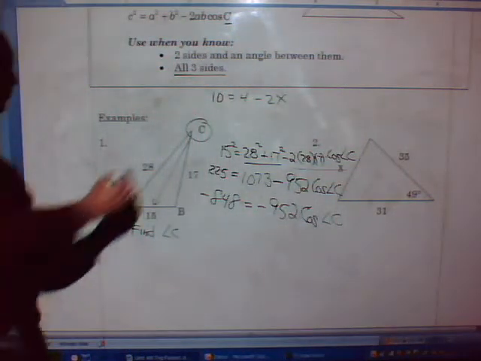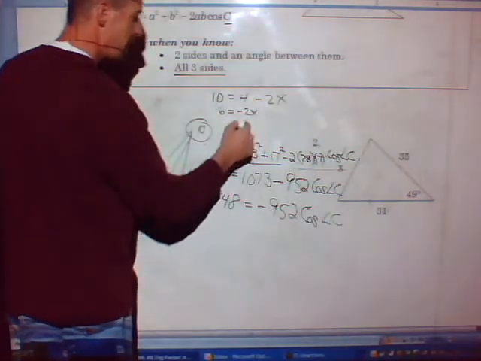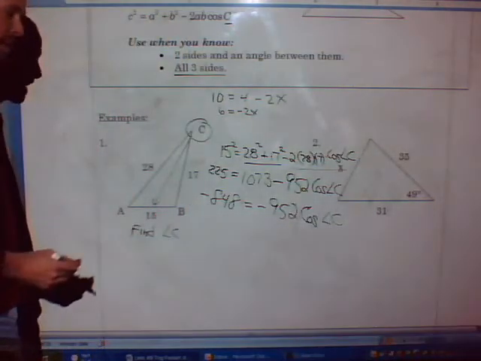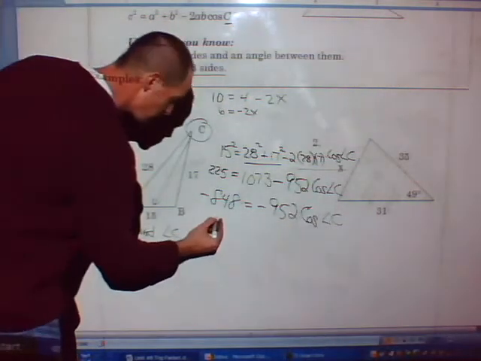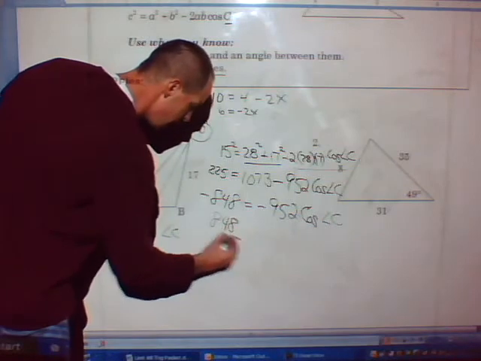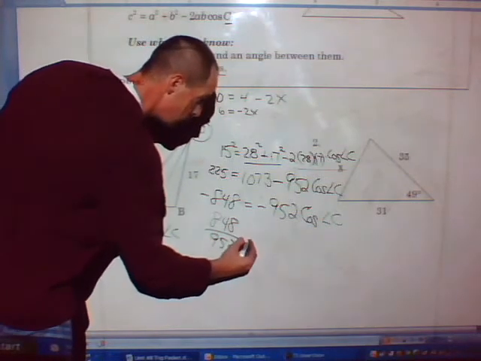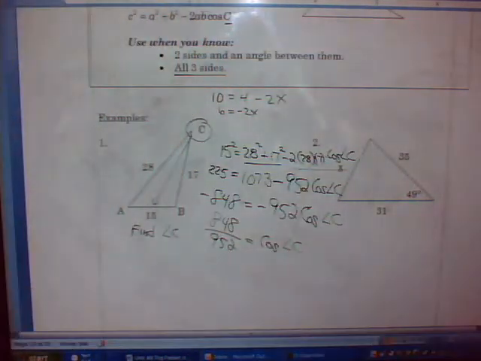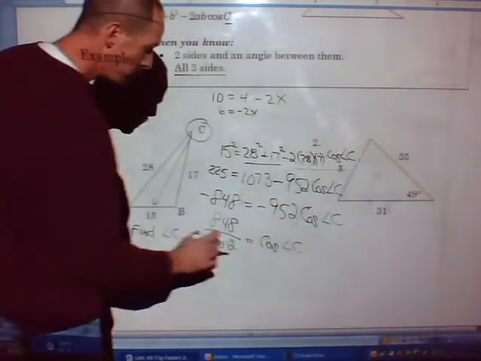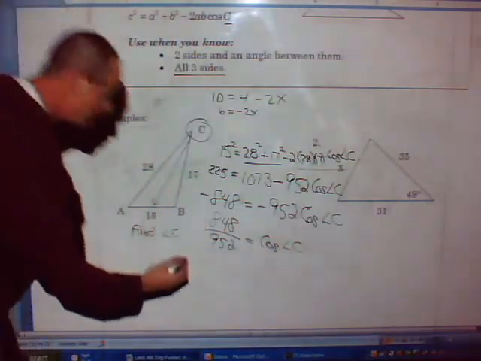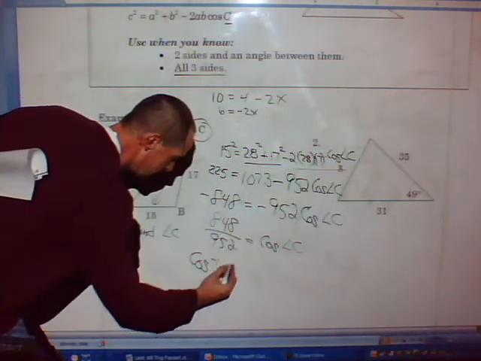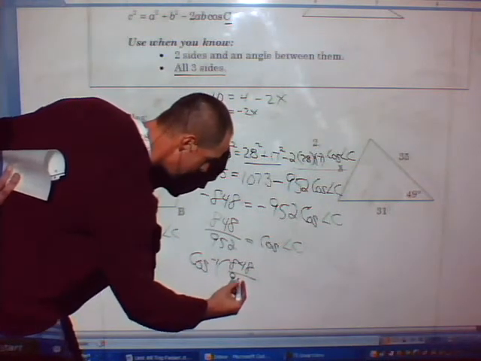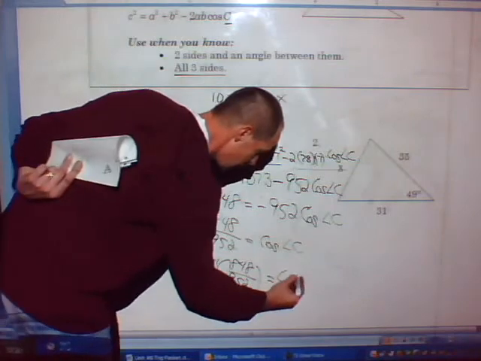So now the next thing would be to divide by the -952. But it's obviously not going to go in evenly, so we're just going to write it as a fraction. 848 divided by 952 equals cosine of angle C. Well, remember from yesterday, if we want to bring the cosine to the other side, we do inverse cosine. So it's the inverse cosine of 848 divided by 952 equals angle C.